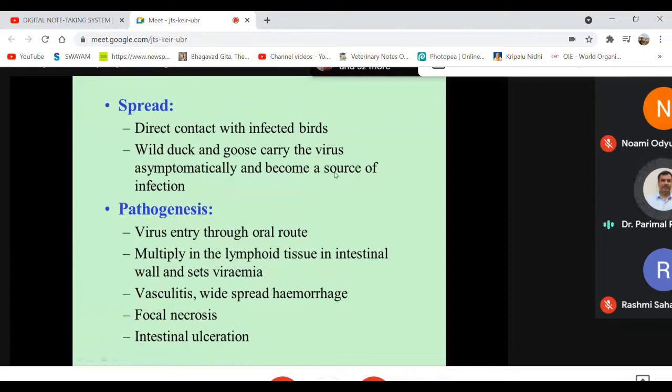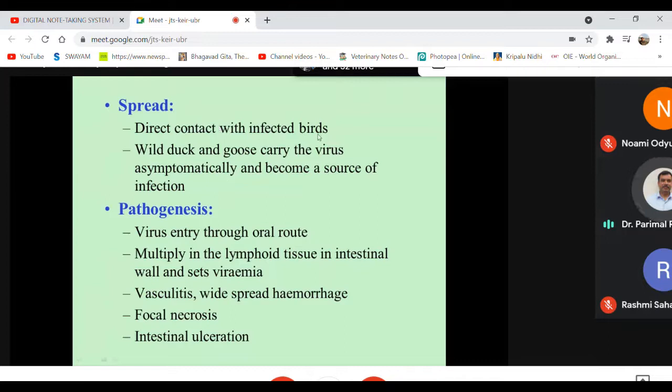When they share the same water bodies with the domestic duck, they may share the virus and the domestic duck population may get it. So once it is seen in the domestic duck population, very rapidly the other in-contact birds will get the infection through contaminated food and water and direct secretions, more particularly respiratory secretions, as well as in the feces. The viruses are excreted, and any in-contact bird may pick up the infection. So direct contact with infected birds is another way of spreading.